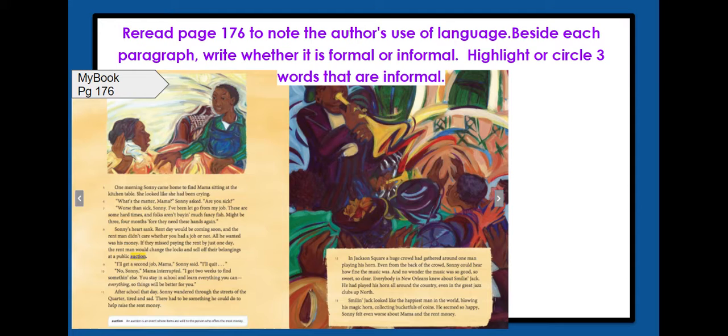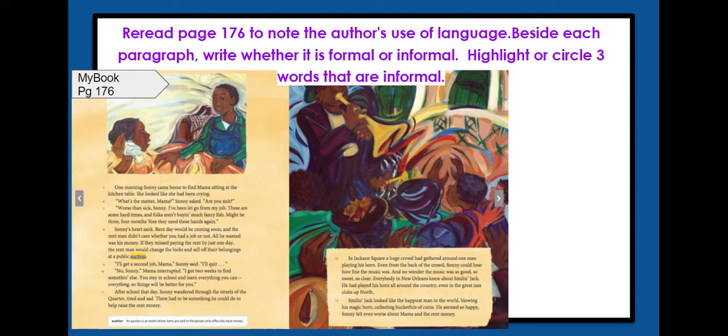Sonny's heart sank. Rent day would be coming soon, and the rent man didn't care whether you had a job or not. All he wanted was his money. If they missed paying the rent by just one day, the rent man would change the locks and sell off their belongings at a public auction. "I'll get a second job, Mama," Sonny said. "I'll quit." "No, Sonny," Mama interrupted. "I got 2 weeks to find something else. You stay in school and learn everything you can, everything, so things will be better for you."